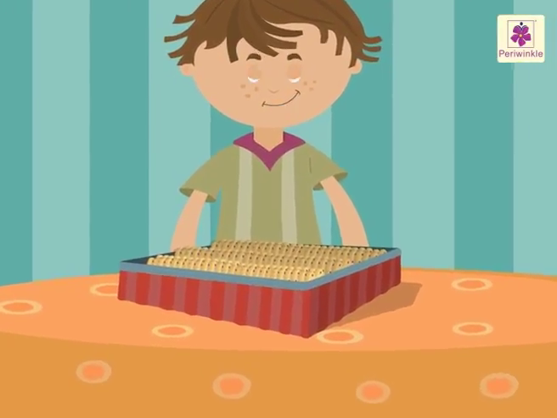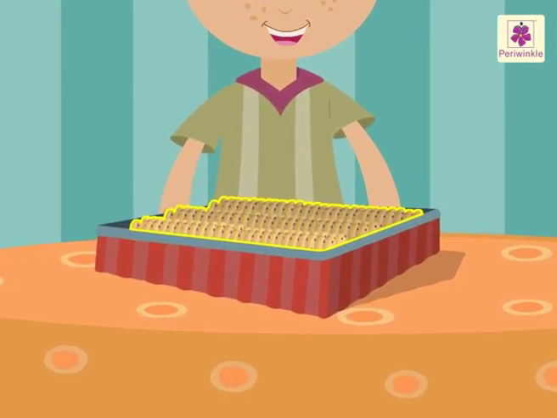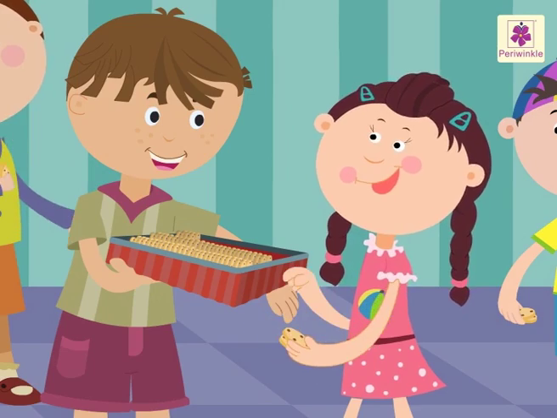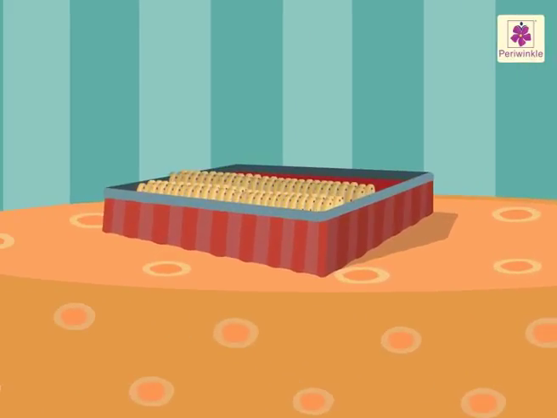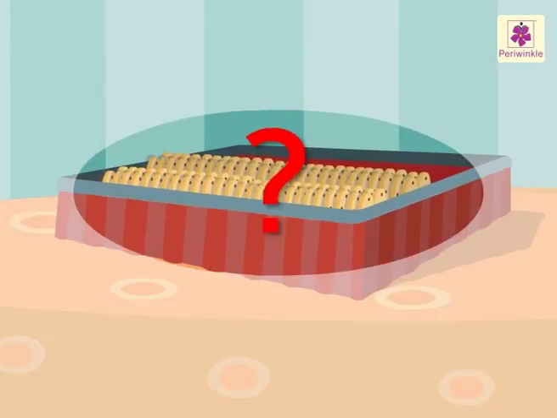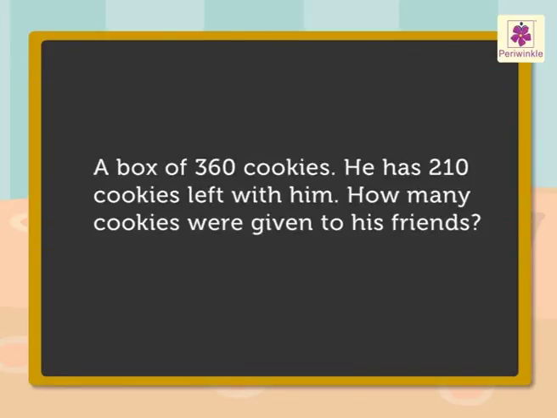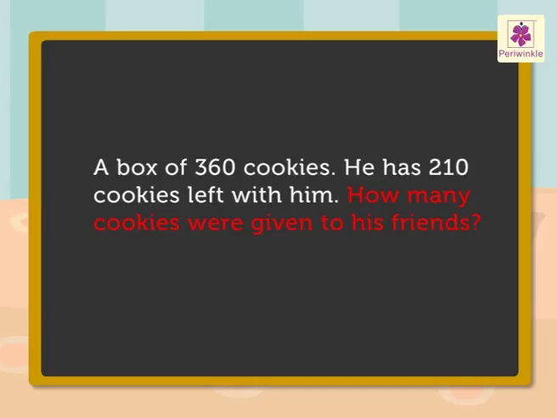Harry had a box of 360 cookies. He distributed some cookies amongst his friends. He has 210 cookies left with him. How many cookies were given to his friends? Now, let us see what information we have and what we have to find out. Information: a box of 360 cookies, 210 cookies left with him. We have to find out how many cookies were given to his friends.